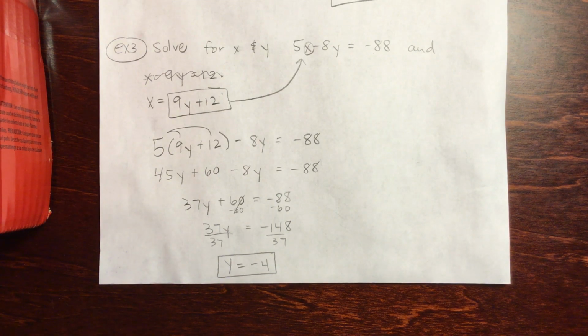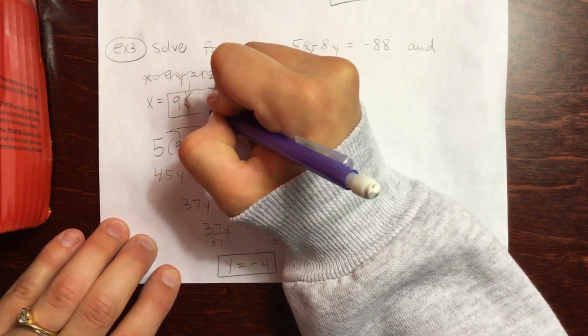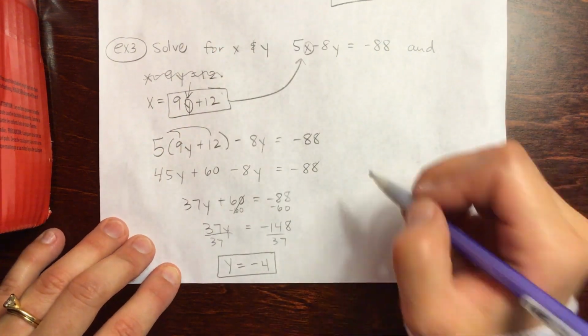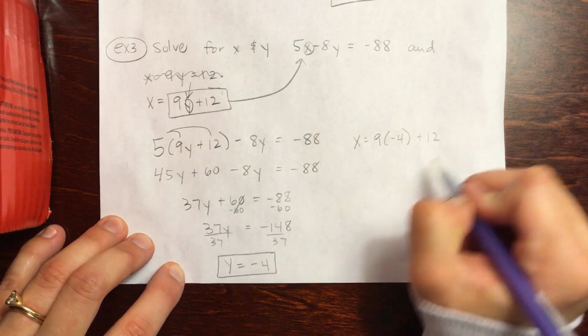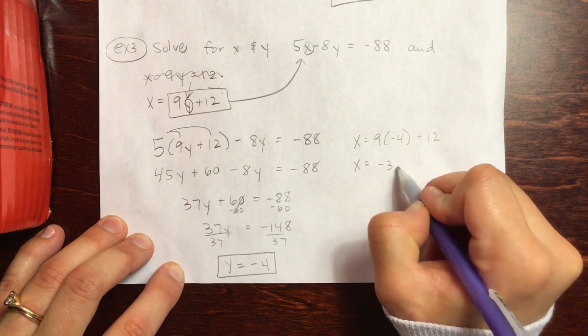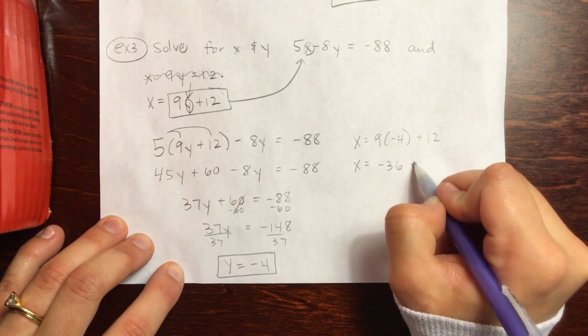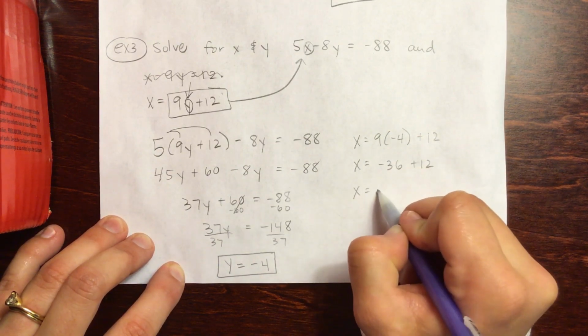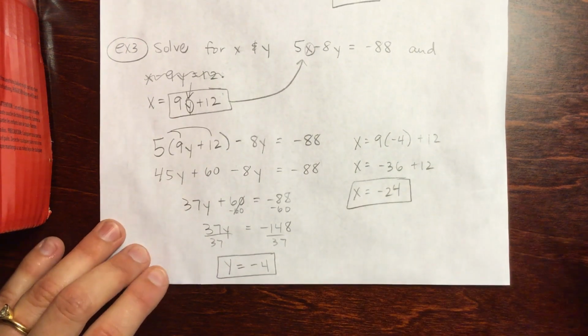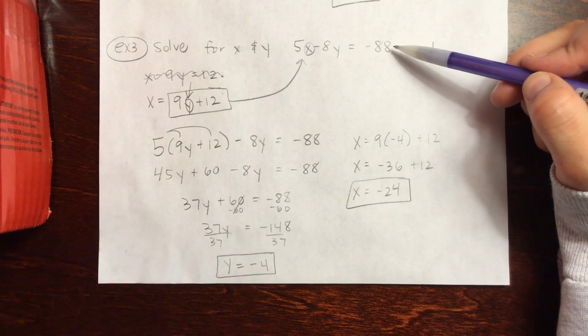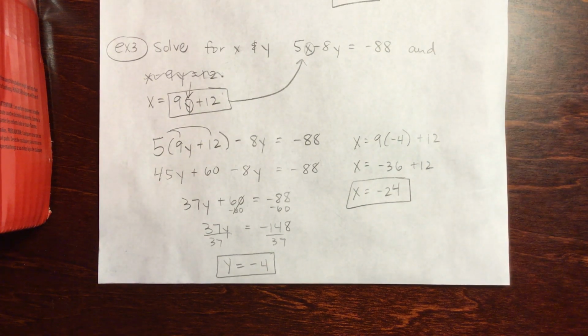Now that I know what y is, you have to solve for x and y. So I'm going to sub my -4 back in to my x equation. So x equals 9 times -4 plus 12. 9 times -4 is -36 plus 12. So x is -24. And you can double check your answers if you sub in a -24 for your x and a -4 for your y into this top equation. You should have -88.